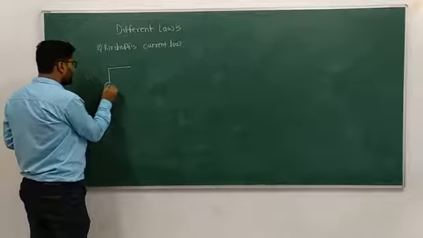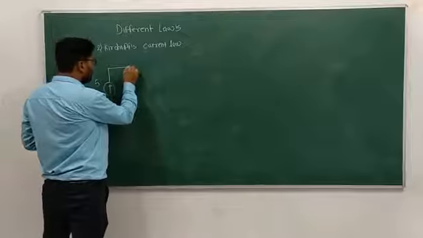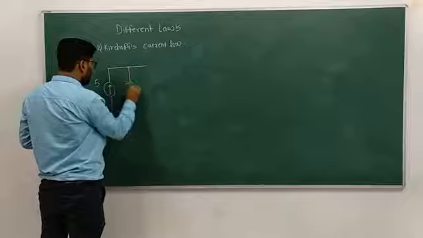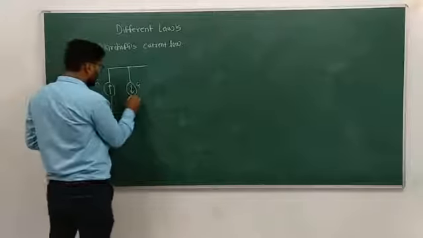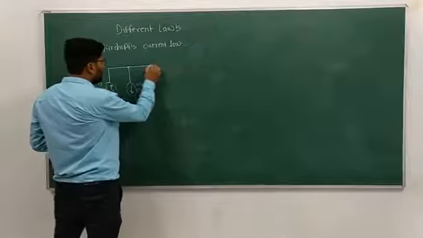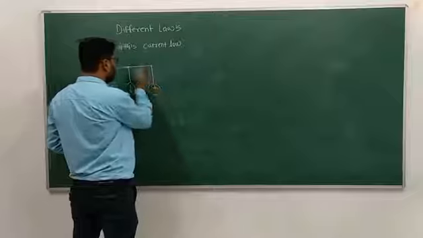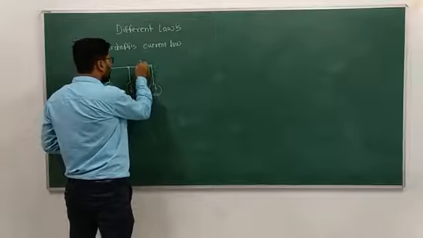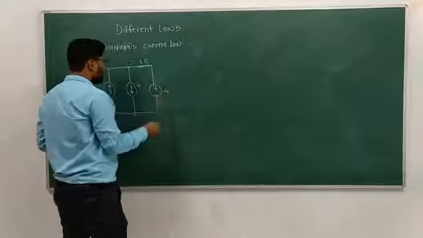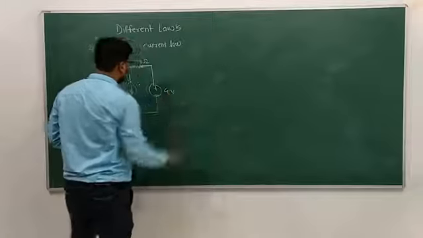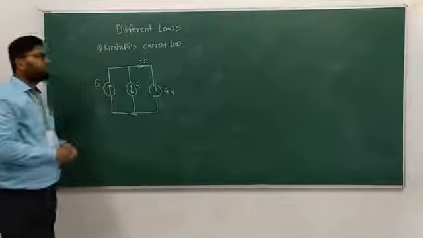So this I will call as a 5. There is only one node available. Here I will call as a 4. There is a plus, minus, there is a resistor 2 ohm, and here is 4 ohm.